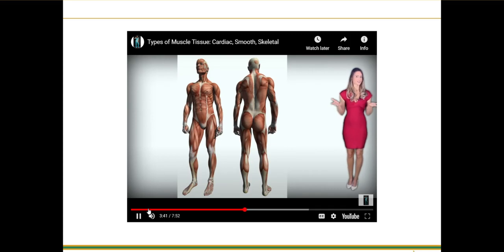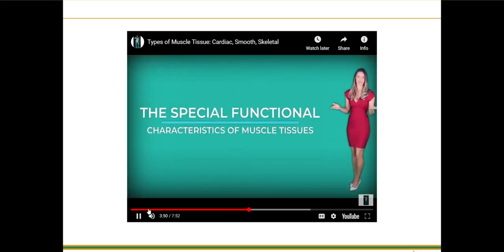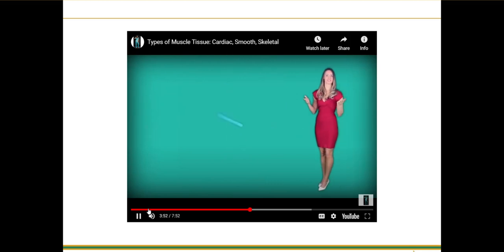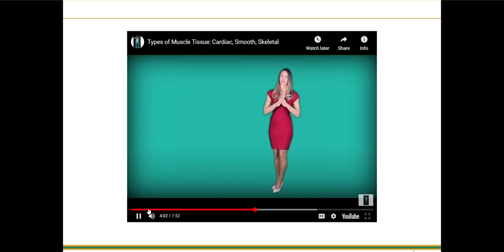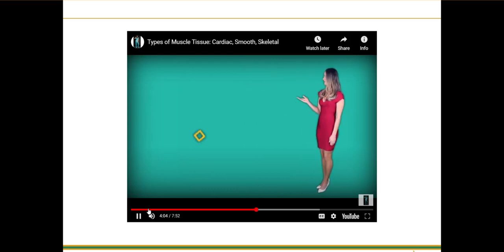Well, that's the gist of it, but we are now moving to a more in-depth discussion about the structure and function of our muscles, the special functional characteristics of muscle tissues. Despite the different types, all muscle tissues share functional characteristics that allow them to perform their functions. Listed here are the special functional characteristics.